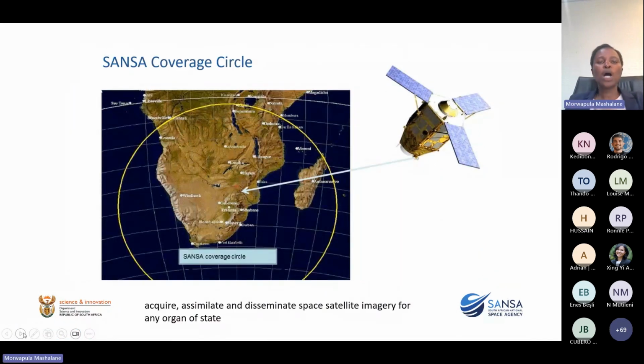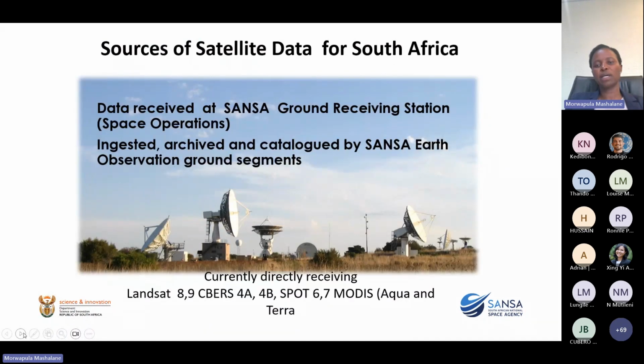This is to show our coverage in terms of the area that we are able to cover from low Earth orbit satellites as they pass over our ground station. We are able to acquire images from just below the equator coming down to the southern part. Of course, we need to have agreements or some arrangements with the satellite custodians to allow us to access the data as the satellites pass over our areas.